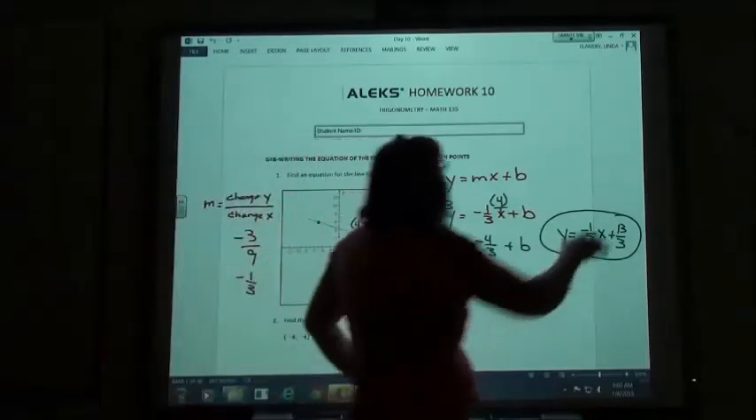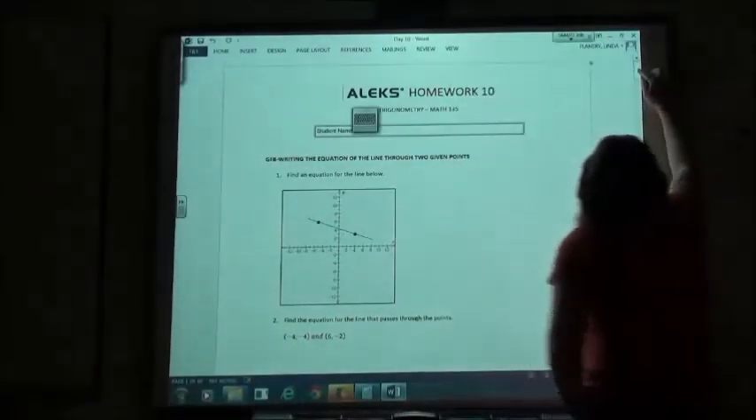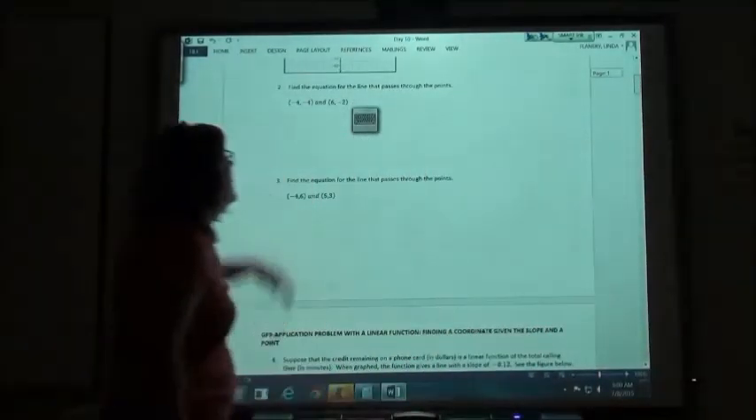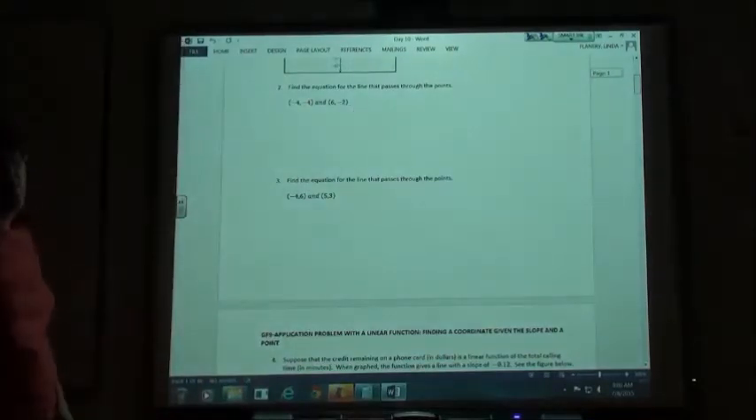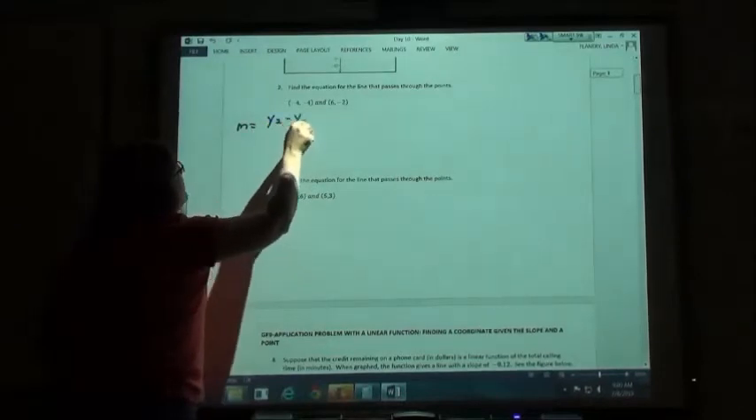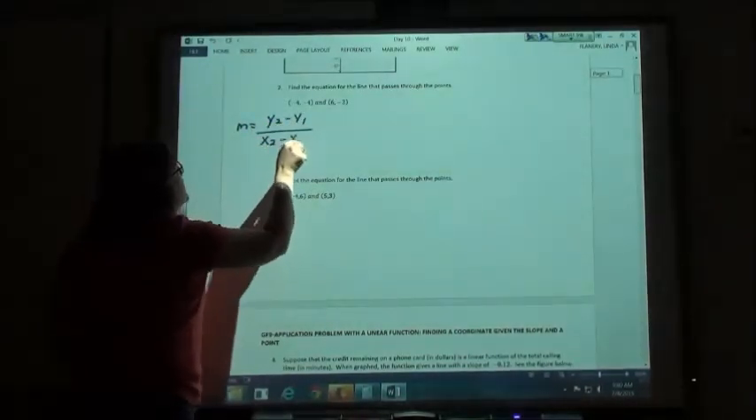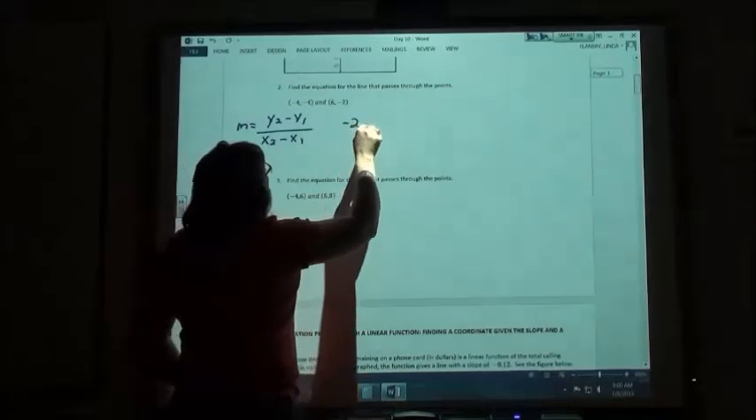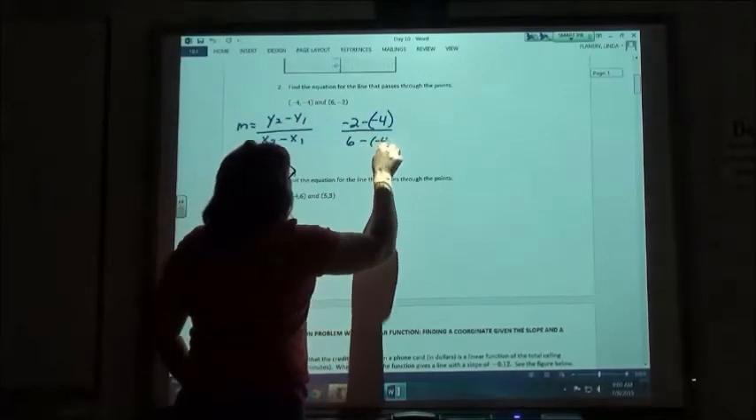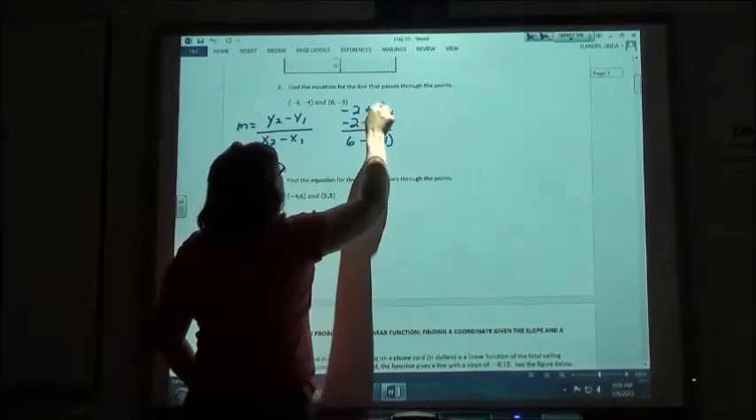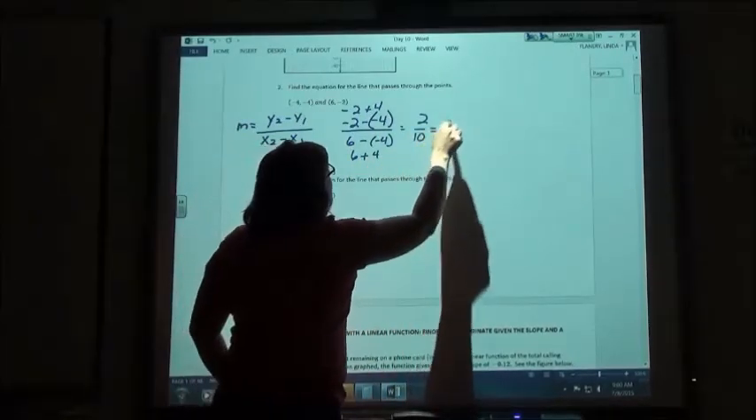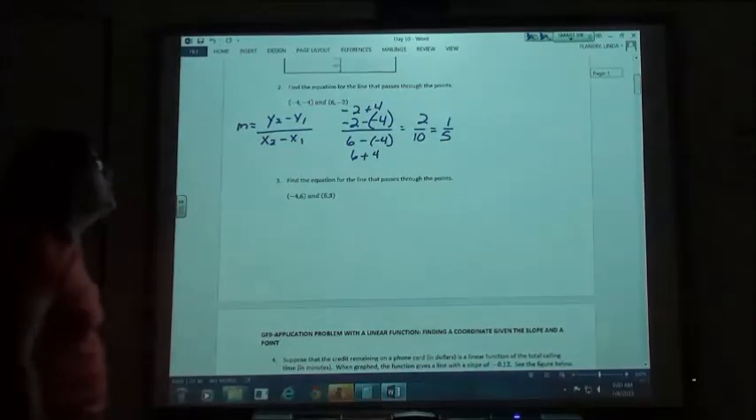The second one, we don't have the graph. On the second one, we just have the points. So if they just list the points and they don't give you the graph, you have to find the slope by using our formula for slope. Change in y over change in x. So, -2 minus a -4, 6 minus a -4, so -2 plus 4 would give me 2. 6 plus 4 would give me 10. 1/5 is going to be my slope.